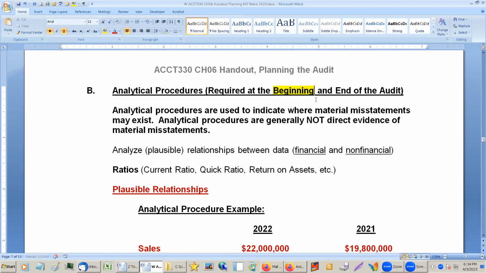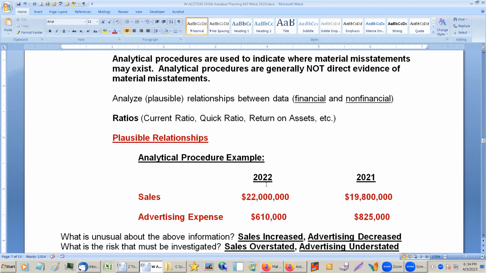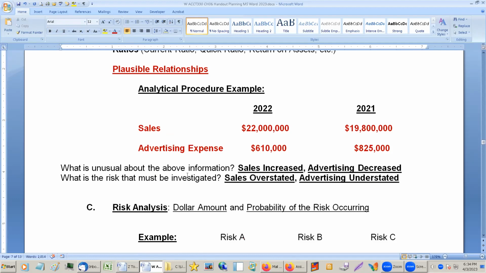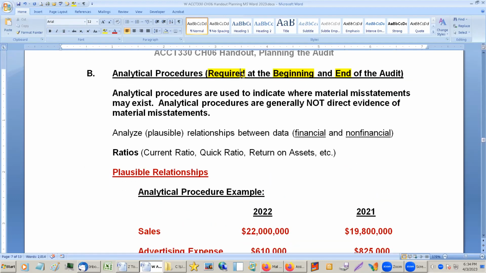They are so important that, depending on what you read, 95 to 99% of all material misstatements are found through analytical procedures. They are so effective at finding them. They're not proof in and of themselves usually. There is a weird case where they can be. But generally speaking, they just tell you where to look.